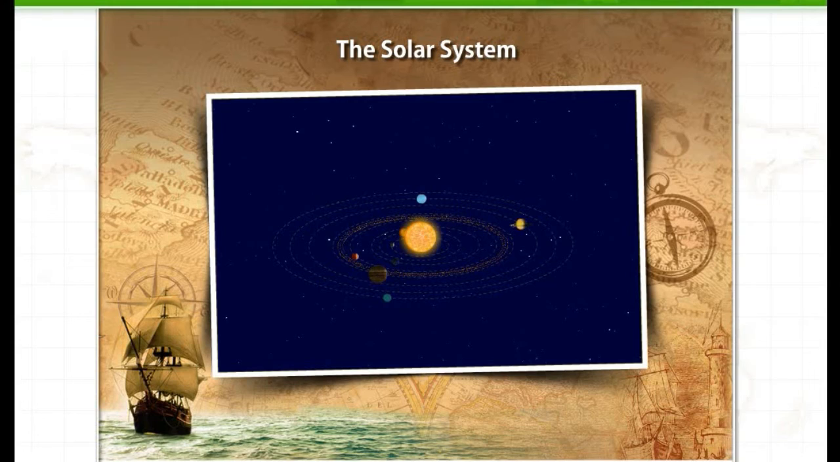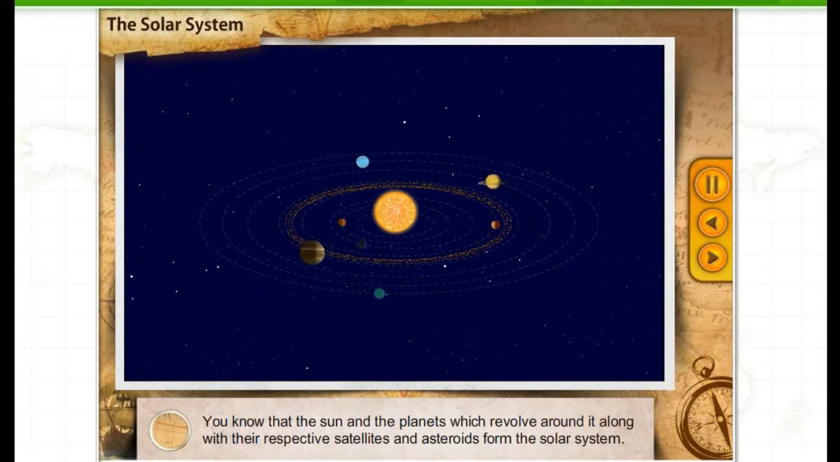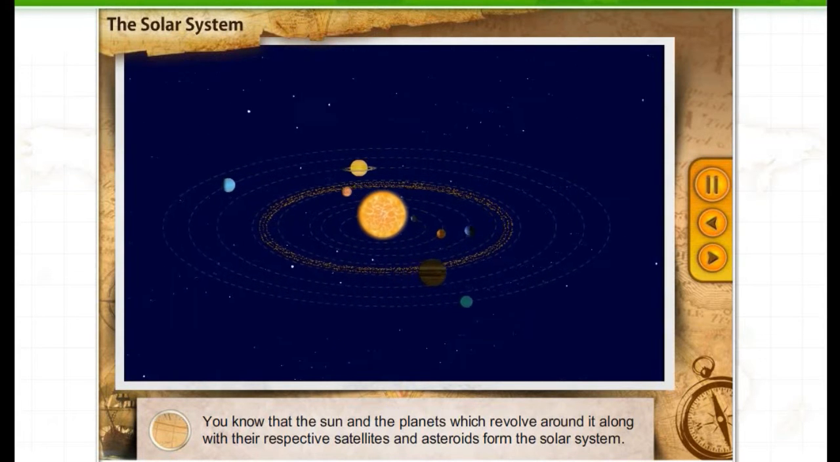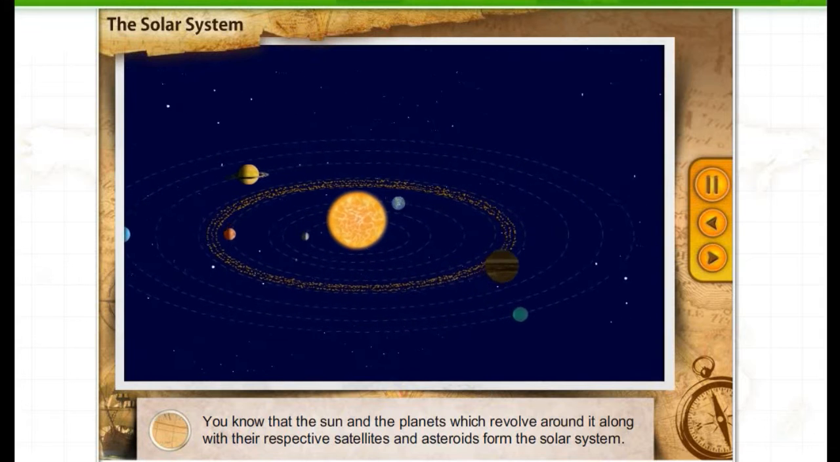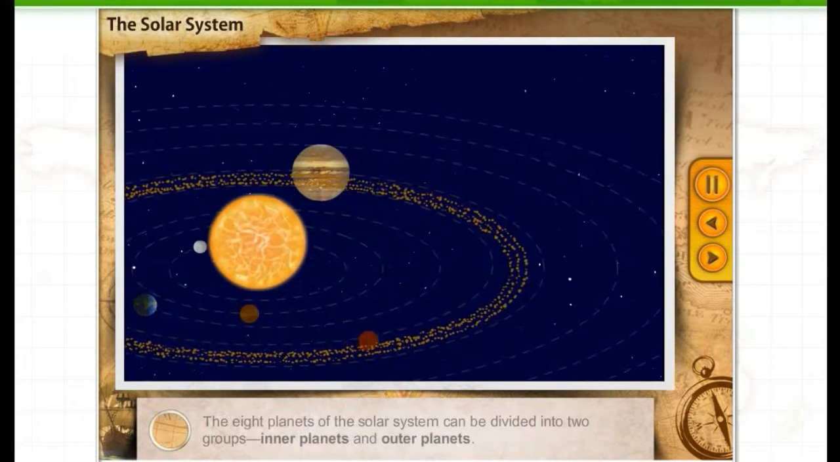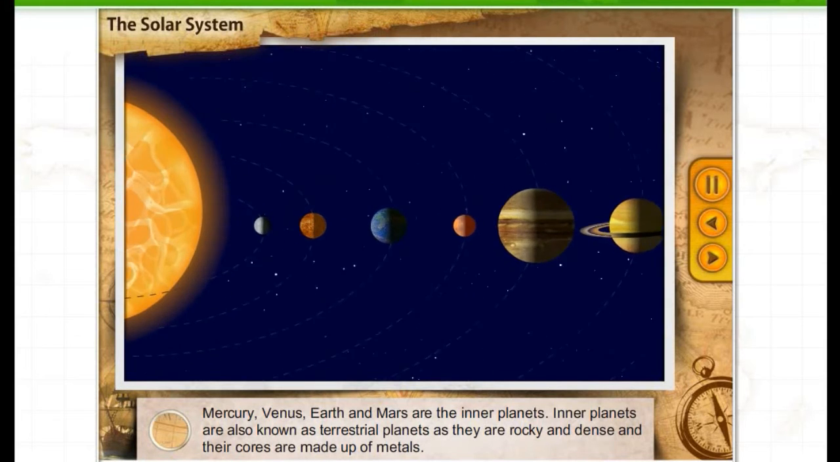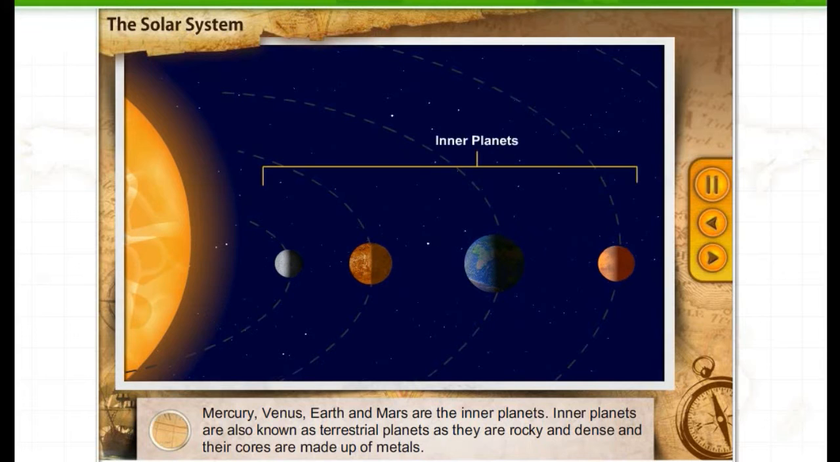The solar system. You know that the Sun and the planets which revolve around it, along with their respective satellites and asteroids, form the solar system. The 8 planets of the solar system can be divided into 2 groups, inner planets and outer planets. Mercury, Venus, Earth and Mars are the inner planets.